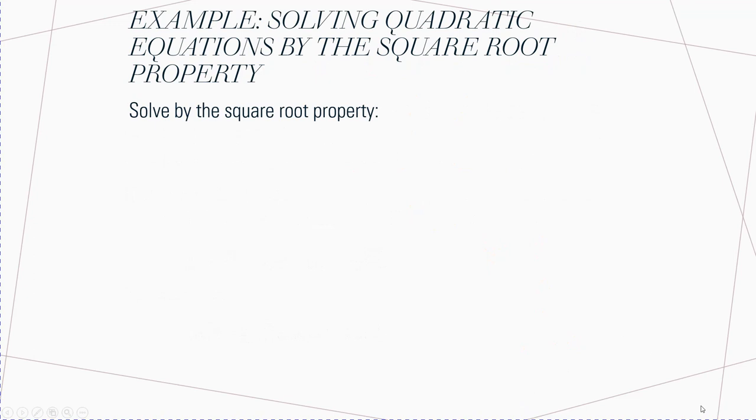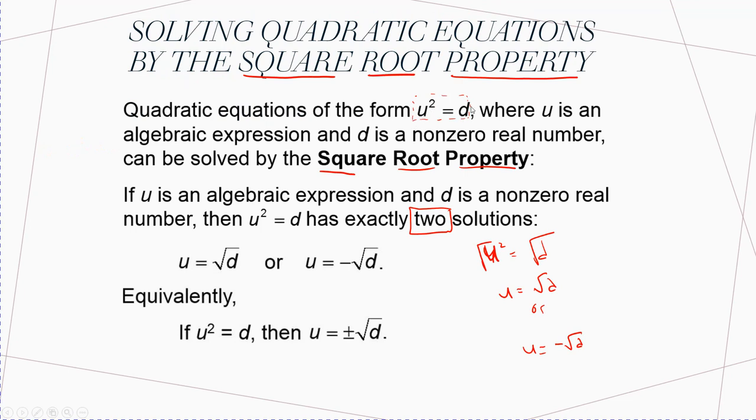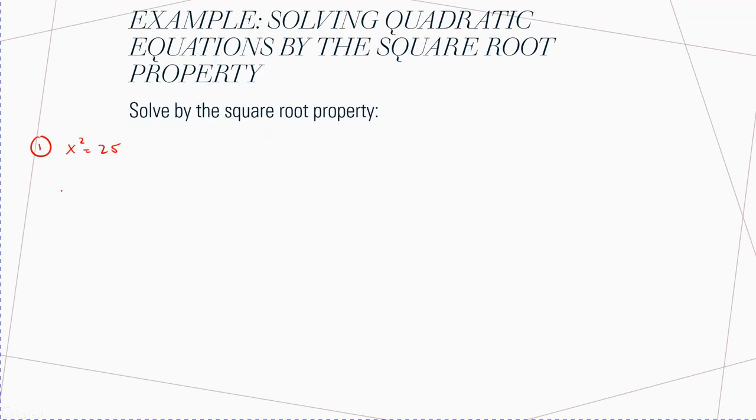All right, so let's solve by the square root property here. So here's the first one. X squared is equal to 25. Okay, so notice here, going back, I have something that looks like u squared is equal to d. So I'm going to take the square root of both sides. Now when this cancels out here, my x is equal to plus or minus the square root of 25. All right, well, what is the square root of 25? It's 5. So I have 2 solutions to this equation here. X can be equal to minus 5, or x can be equal to plus 5.